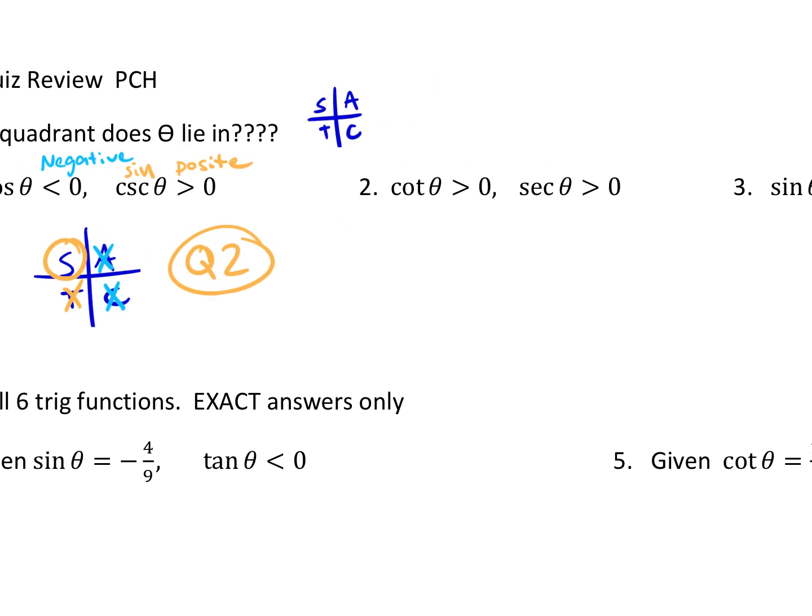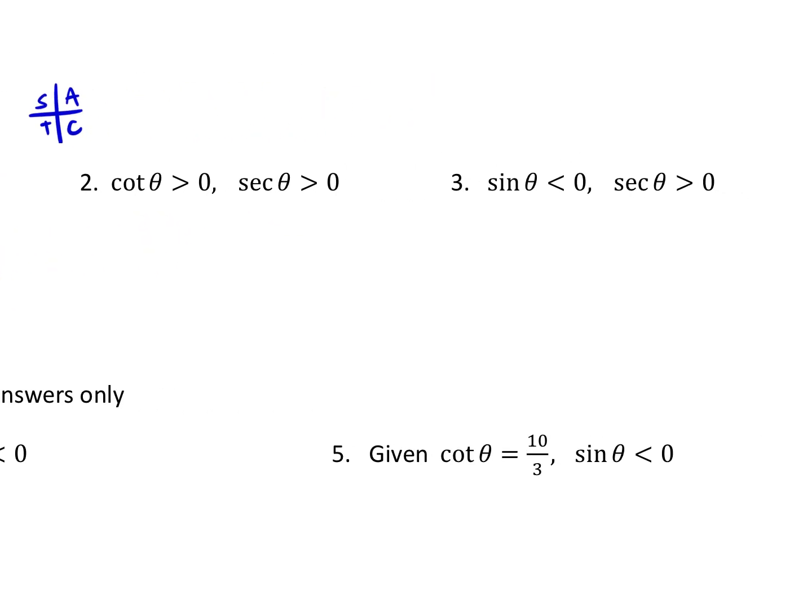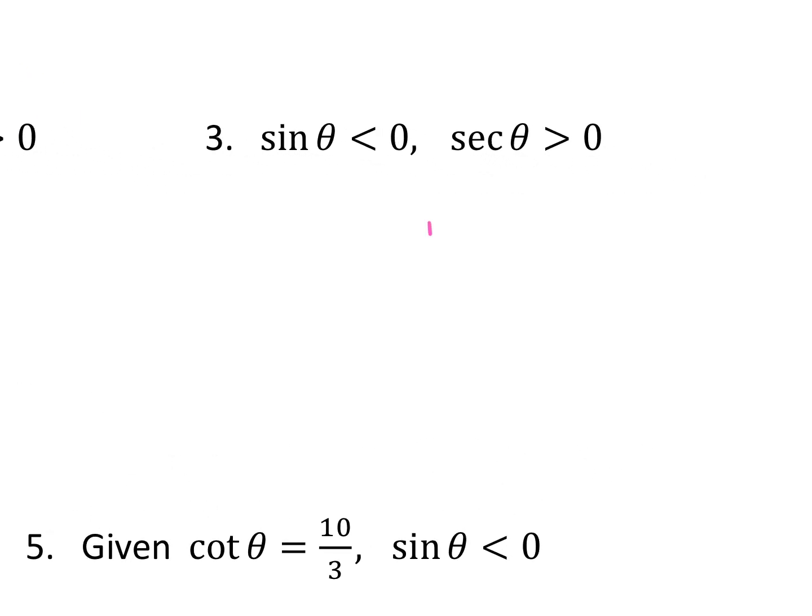Let's do number 2. Actually, let's do 3. So all students take calculus. Sine is less than 0, meaning sine is negative. Which two quadrants can we cross out? A and S. Awesome. 1 and 2. Because it's not going to be in the all positive and it's not going to be in sine positive.